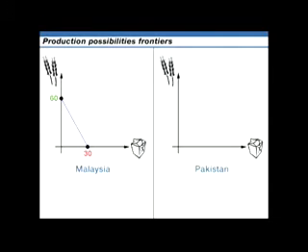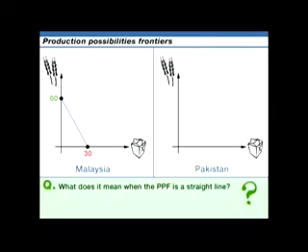Now, I didn't go through and plot all of those points because I don't want to make my diagram too cluttered. But it's clear to you that you could plot all of these points and then just connect them with a straight line. Notice the production possibilities frontier will be a straight line in this case. You'd find that out if you plotted all of the points. What does it mean that the production possibilities frontier for Malaysia is a straight line?